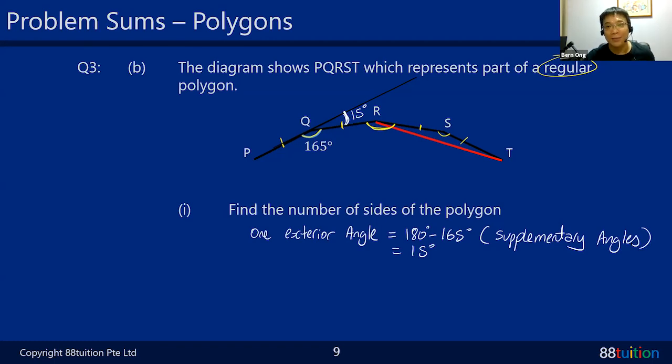So 15 degrees is the one exterior angle. So now my BFF, for the number of sides. Activate the BFF.